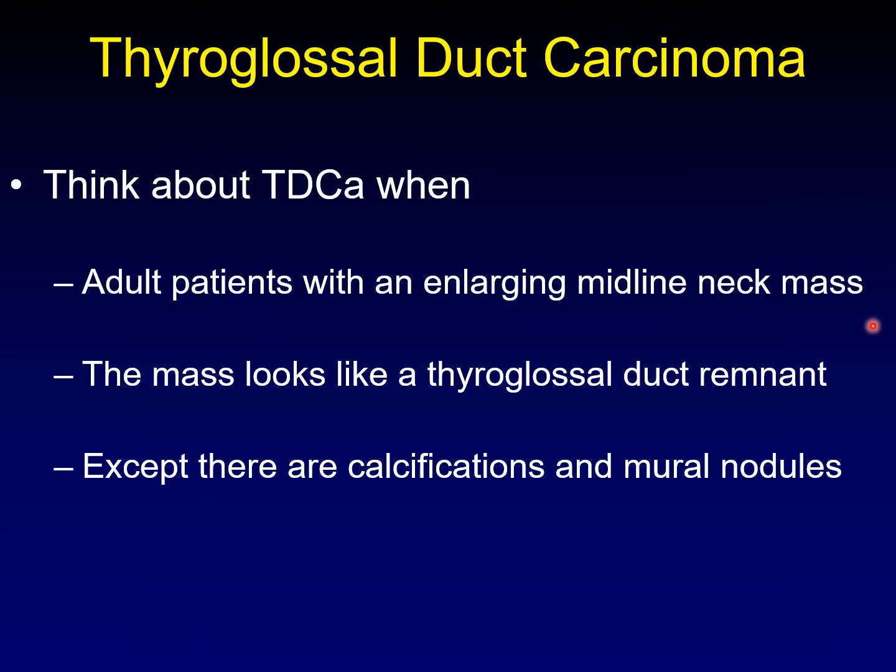So we should be thinking about thyroglossal duct carcinoma when we have an adult patient with an enlarging midline neck mass, when that mass looks like a thyroglossal duct remnant, except there are calcifications and or mural nodules associated with the thyroglossal duct cyst.